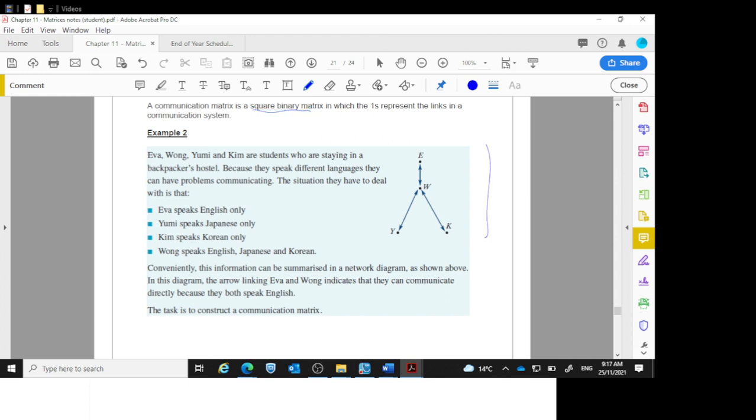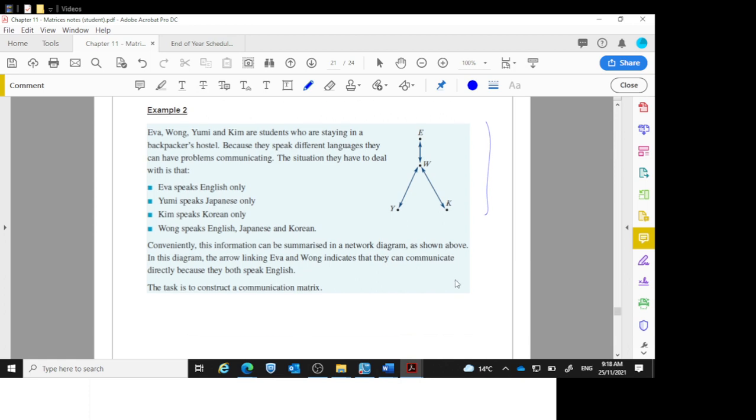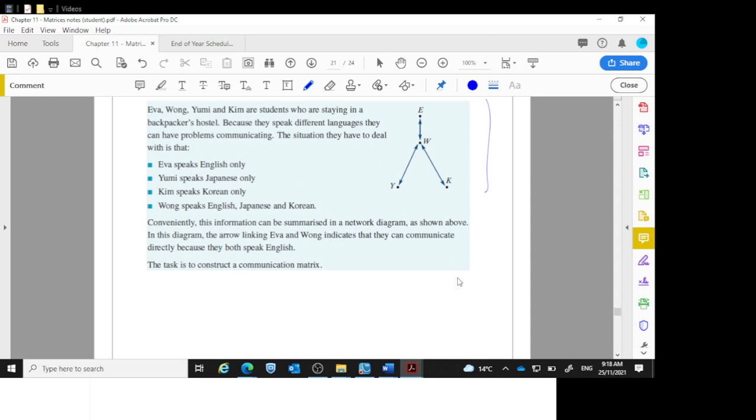In this diagram, the arrow linking Eva and Wong indicates that they can communicate directly because they both speak English. Their task is to construct a communication matrix. A communication matrix is just a matrix that shows us how they link together. So here is the speaker, and here is the receiver, just to make sure we get it. So here is E, W, Y, and K, E, W, Y, and K, and we're going to do it.